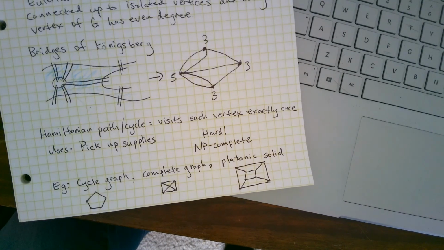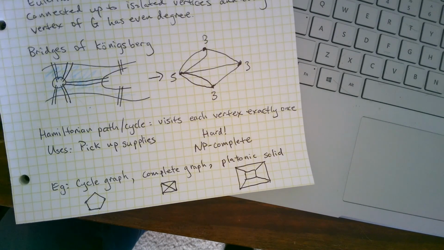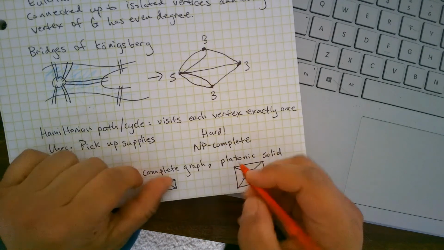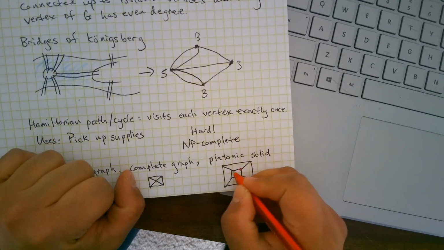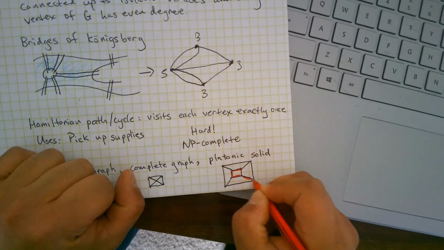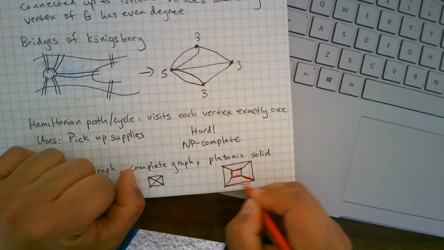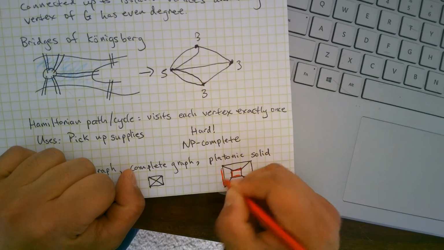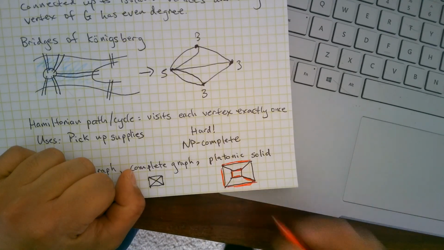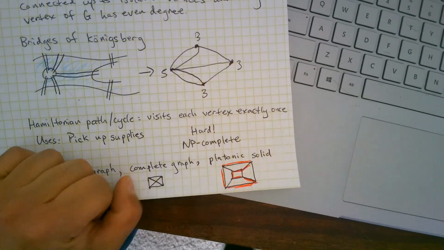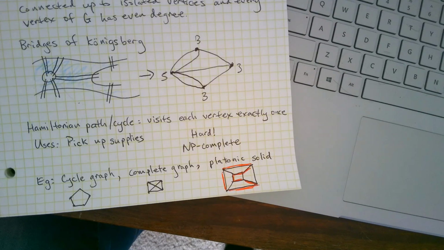Okay, let's just find our Hamiltonian cycle on this one. Maybe I start from this vertex. I'll just go almost all the way around the inner cube, then I walk to the outer cube, and I can walk along there, and then come back to my original. There's my Hamiltonian cycle on that graph.